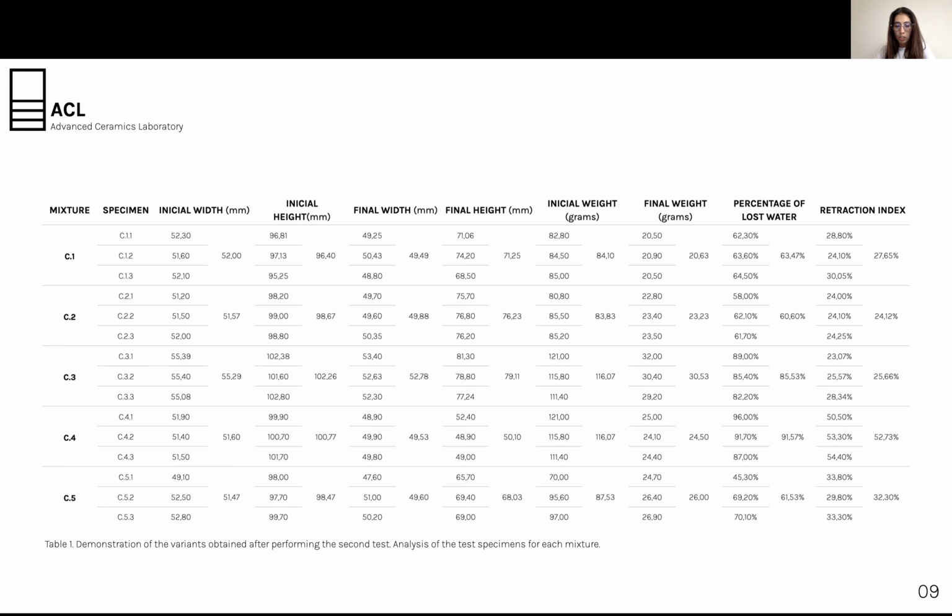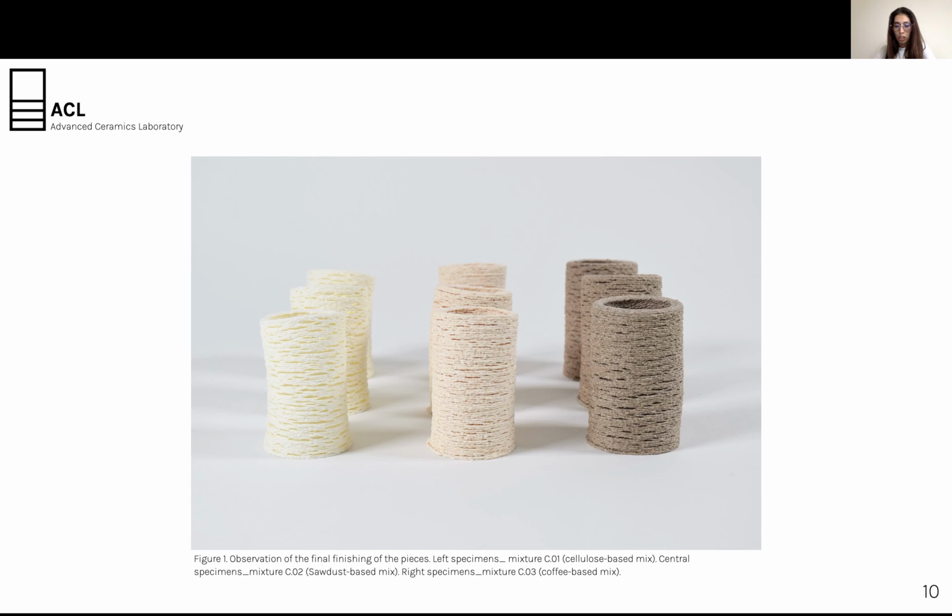Looking at this picture, we can clearly see the color change is caused by the addition of natural fiber. It is also possible to observe that deformation and delamination were created in the mixture C1 compared to C2 and C3.